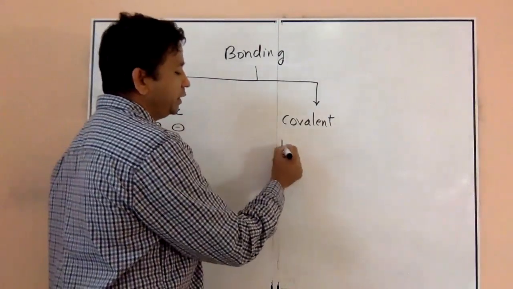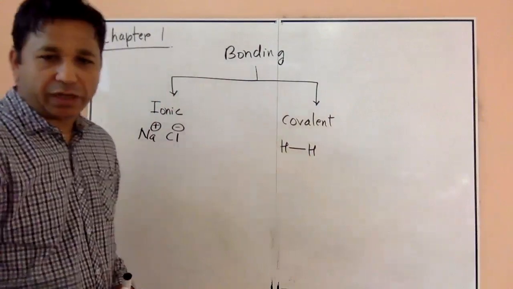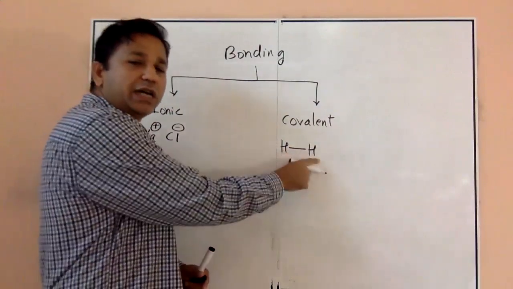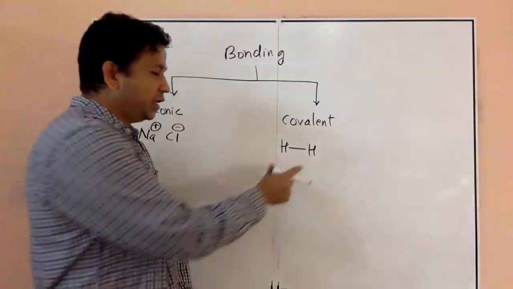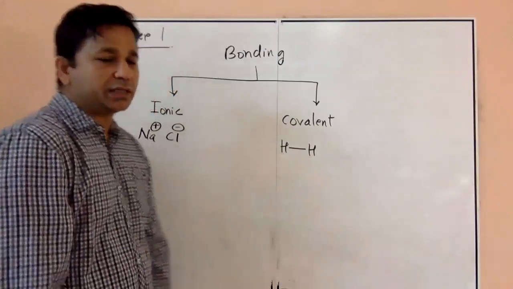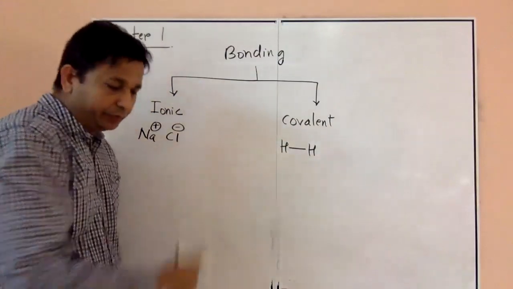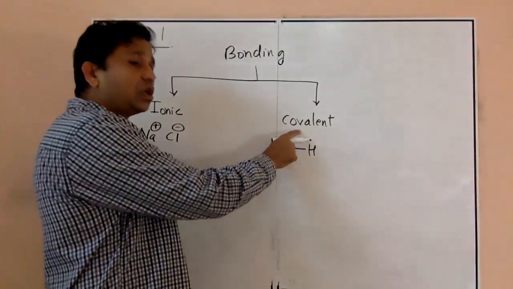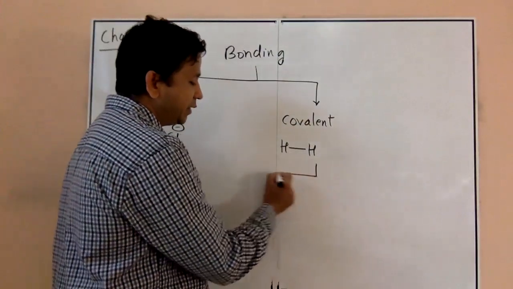And when you have the sharing, right? So if a hydrogen shares one electron, this hydrogen shares one electron, when they share one electron each, that bond is a covalent bond. So when they share electrons, versus when the negative and positive come together, those are two different types.